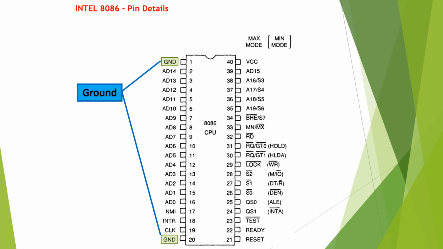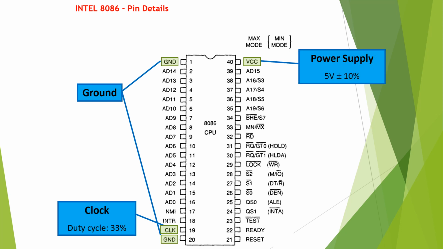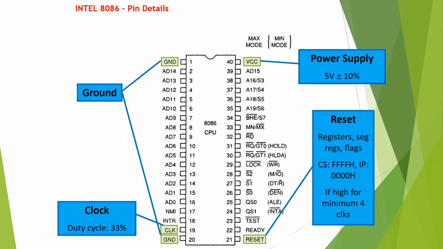Here we have two ground pins, pin number 1 and 20, and the clock is given at the clock pin, pin number 19. The 8086 operates at 5 MHz, 8 MHz or 10 MHz, the duty cycle of the clock is 33%, and it operates on a plus 5 volt VCC supply with a tolerance of plus or minus 10%. We also have a reset pin.